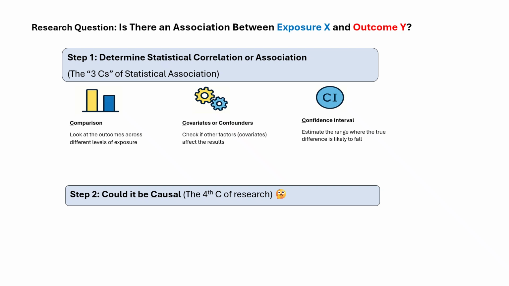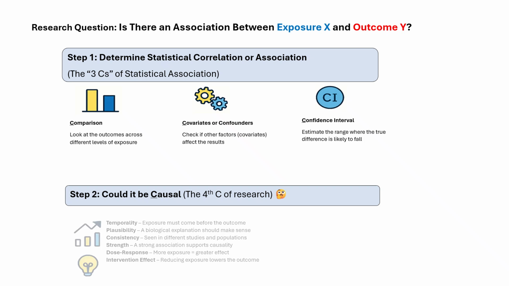Step 2 is where we ask the bigger question: could it be causal? That's our +1C, causality. And to evaluate that, we look at several additional clues, like whether the exposure comes before the outcome, whether the relationship makes biological sense, if it's been seen in other studies, and more. We'll dive into each of them in just a few minutes.